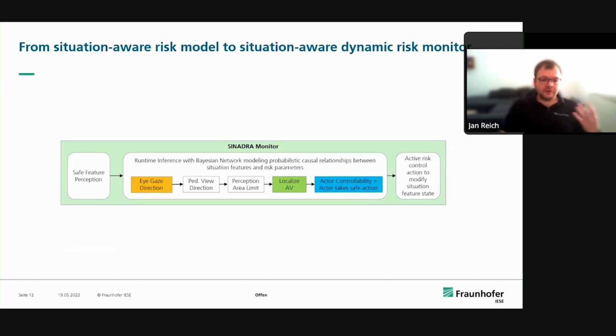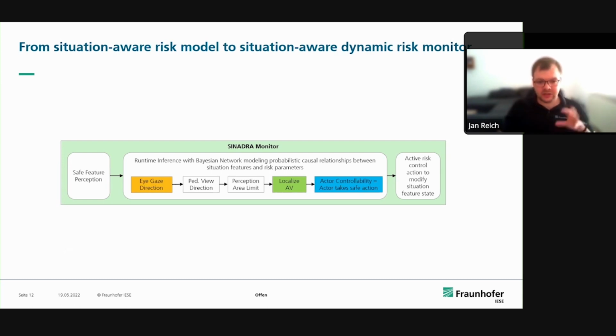So if we have this model, then we don't yet have a software component that is actually using this model to do something at runtime. So we need to build an actual safety mechanism, or a software component. And this is the situation-aware dynamic risk monitor.